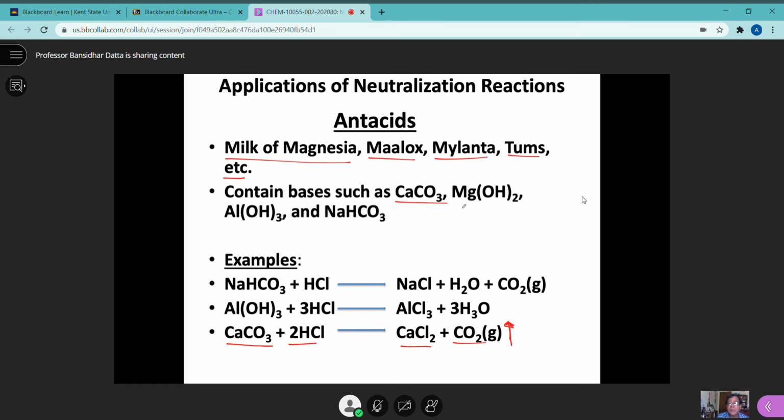Likewise, if you have magnesium hydroxide, for example, you can have a similar kind of reaction, which I did not put there, right? You have magnesium hydroxide, Mg(OH)2, right?